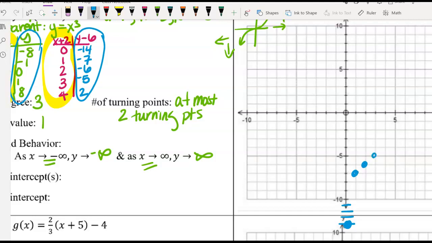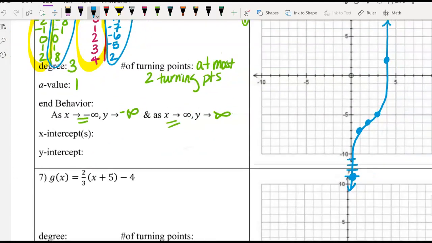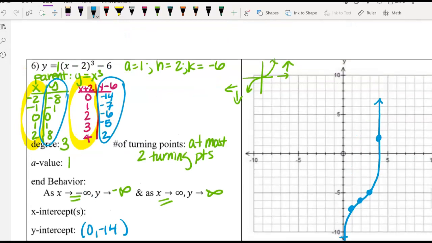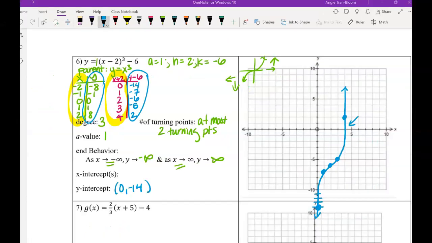3 is negative 5. And then 4 is going to be up 2. So as we predicted, the graph is going to be increasing because when x goes to the right, y kept going up. X-intercept, y-intercept. Y-intercept, we can find that right away because that's (0, 14) from the table. But x-intercept, we don't know, so we do have to solve that manually.